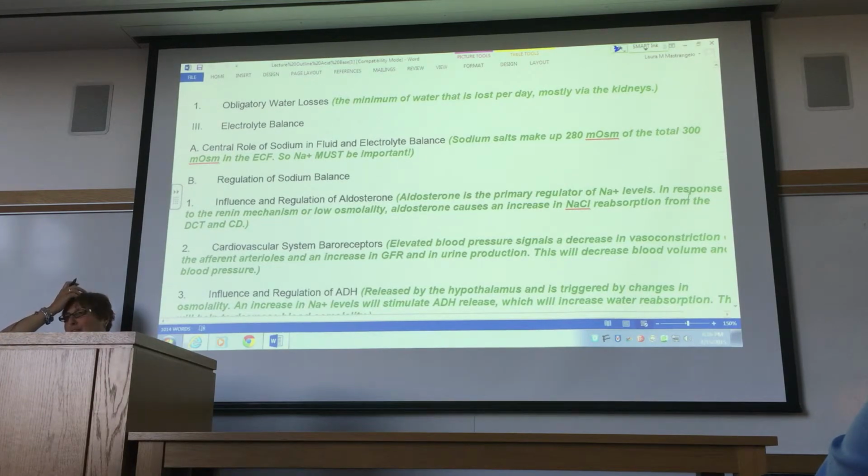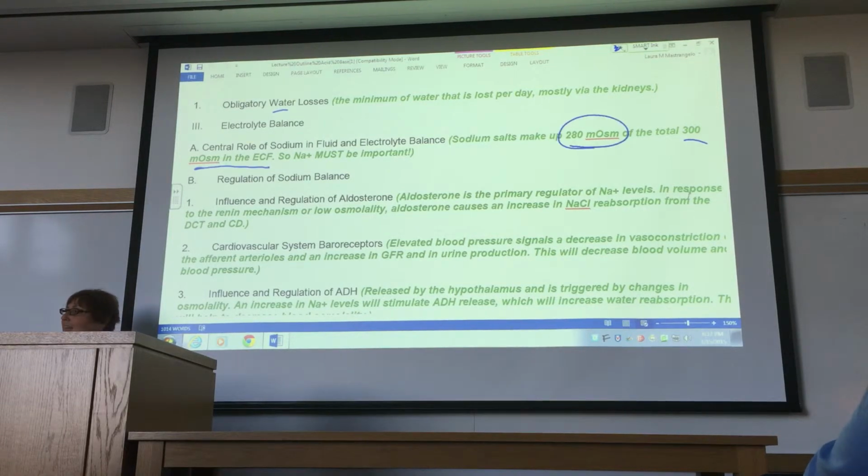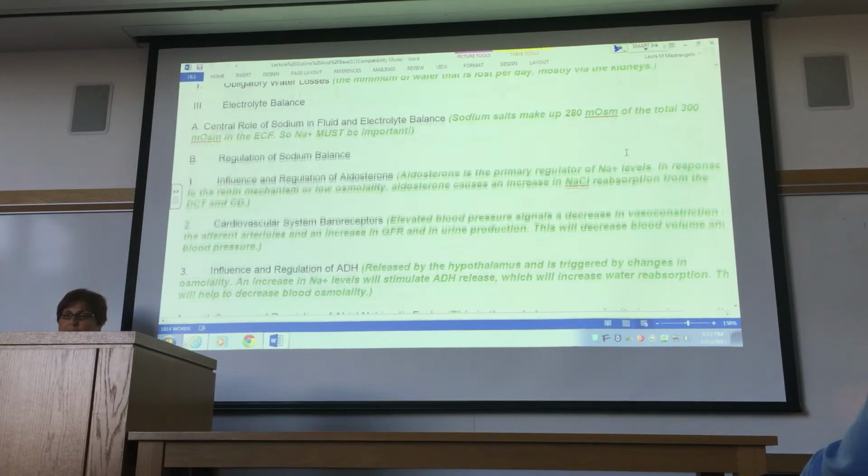So we have already mentioned obligatory water loss, and you guys told me it was about 500 milliliters of water that's lost per day in urine output to remove your waste products. So that's your obligatory water loss. You have to have it, even if you're dehydrated. And I already told you of osmolarity of about 300 in the extracellular space. 280 milliosmoles is due to sodium, the most important extracellular ion, right? Where the sodium goes, the water follows.